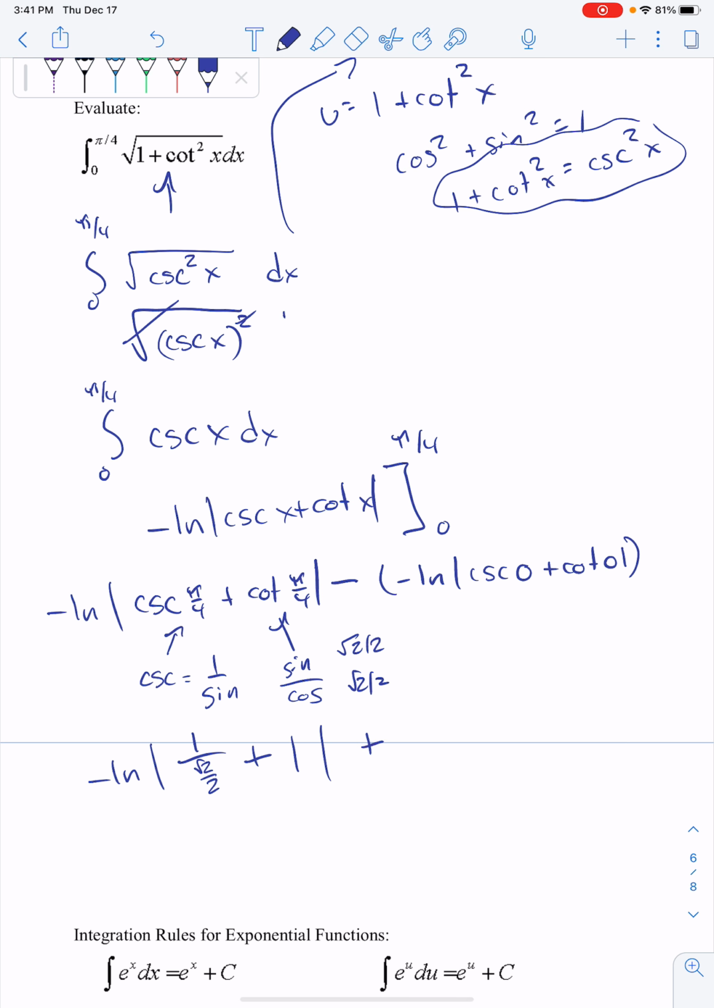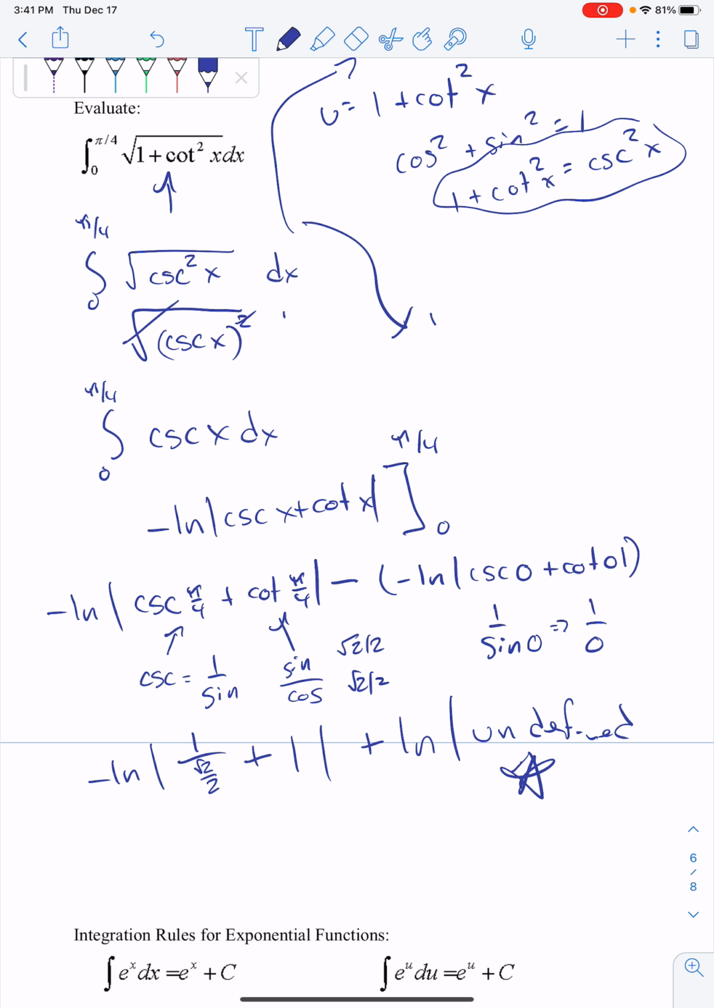And then I'm going to add the natural log, cosecant of 0. Now remember, cosecant is 1 over the sine. Now, sine of 0 is 0. So this ends up 1 over 0. That's not good. That means this is undefined. And it doesn't matter what else is going on. This part is undefined, which means my entire problem, all that work to find out that our entire problem is undefined.